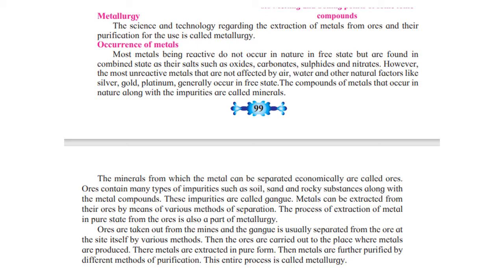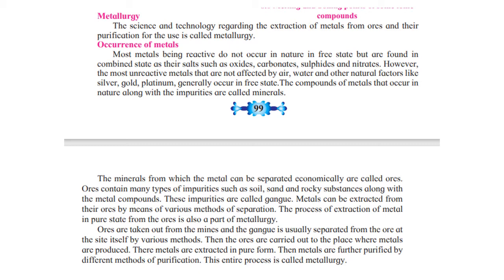The most unreactive metals, that is the noble metals, which are unaffected by air, water and other natural factors, are silver, gold, platinum. They occur in the free state because they do not react with moisture, air or anything. That's the reason they are called the noble elements. The compounds of metals that occur in nature along with the impurities are called minerals. So from these minerals we have to purify and get the metals by the process of metallurgy. The minerals from which the metal can be separated economically are called ores.